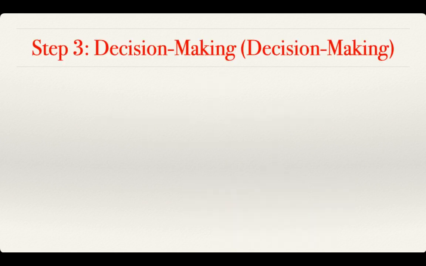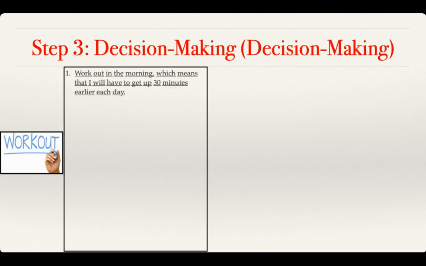So, given this information, how do you make a good decision? Let's say that your opportunity for positive change idea, and we're going back to step 1, opportunity for positive change, is getting on a consistent workout schedule. You've brainstormed a list of ideas. Let's take a look at those ideas. Number 1, working out in the morning, which means if I do a workout in the morning, I'll have to get up 30 minutes earlier each day. Number 2, work out 6 days a week with 1 rest day.